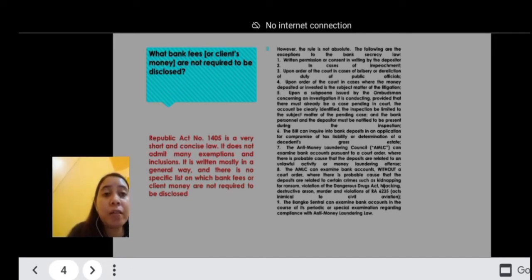Republic Act Number 1405 is a very short and concise law. It does not admit many exemptions, and its inclusions are written mostly in a general way, and there are no specific laws on which bank deposits or client money are not required to be kept confidential.